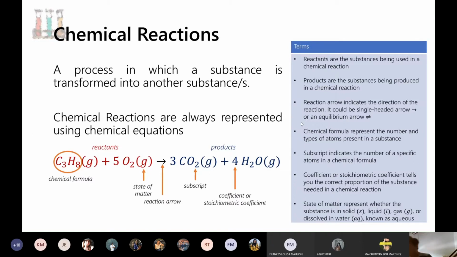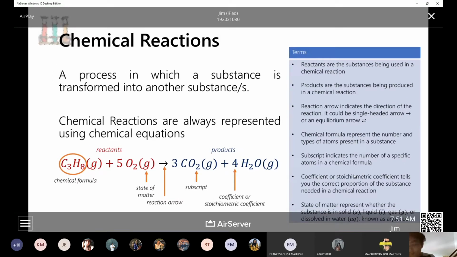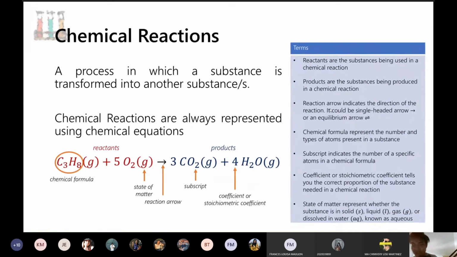Teka lang. Nag-charge na ba siya? Sana okay lang siya. Ay, nag-charge naman. Okay, so, ano yung alaw dito?